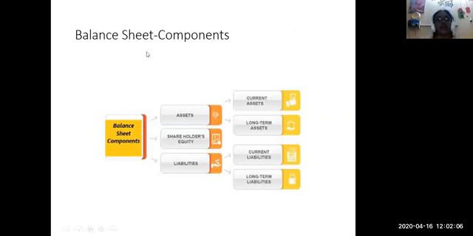Now coming to the components of the balance sheet. Balance sheet components are majorly classified into three important aspects. One is assets, the second is shareholders' equity, and the third is liabilities. What are the components of assets? Assets are again classified into current assets and long-term assets, and liabilities are classified in the same way into current liability and long-term liability.